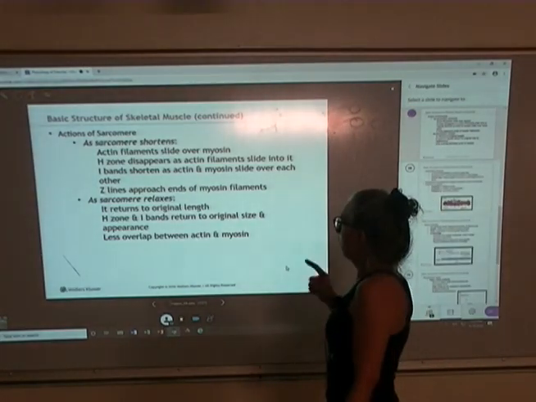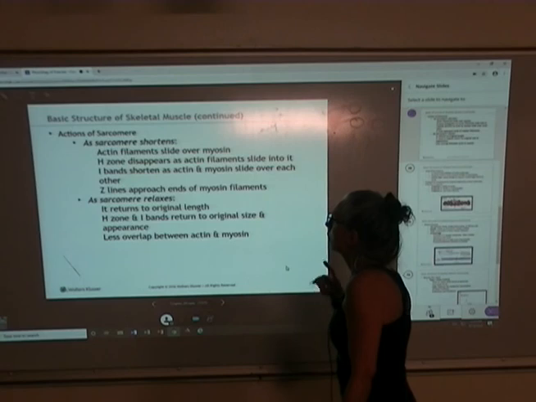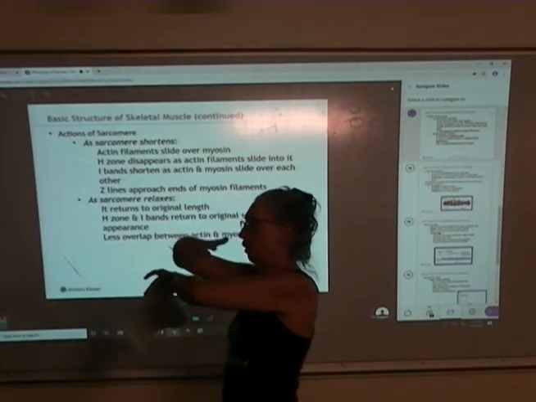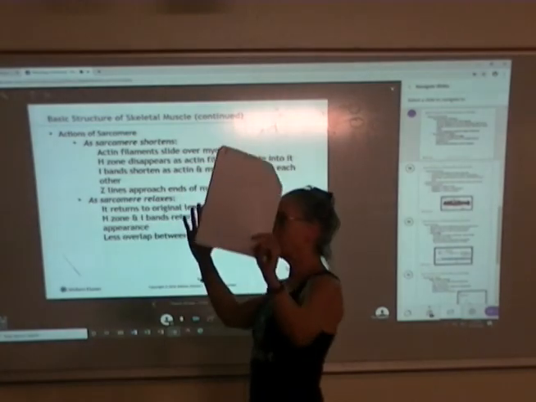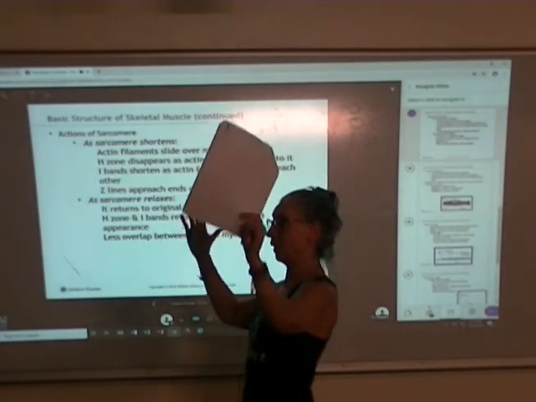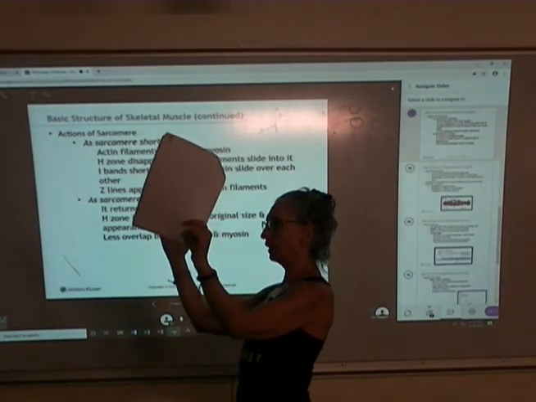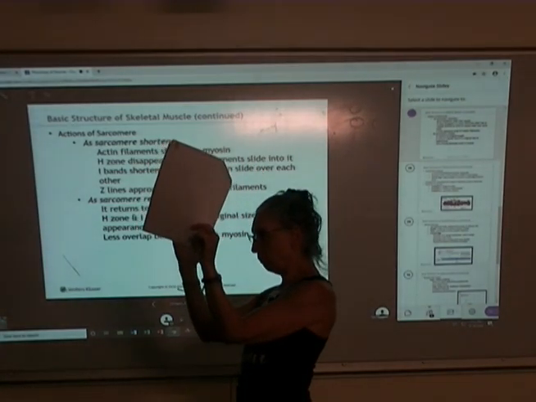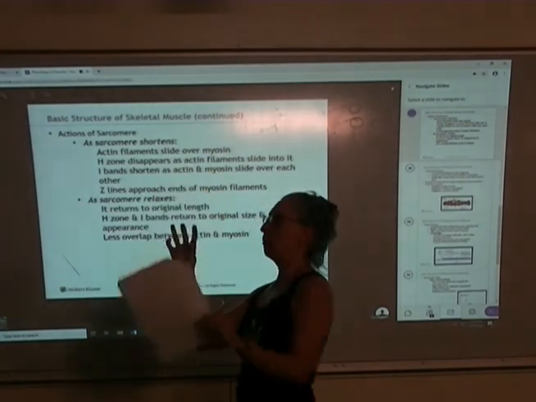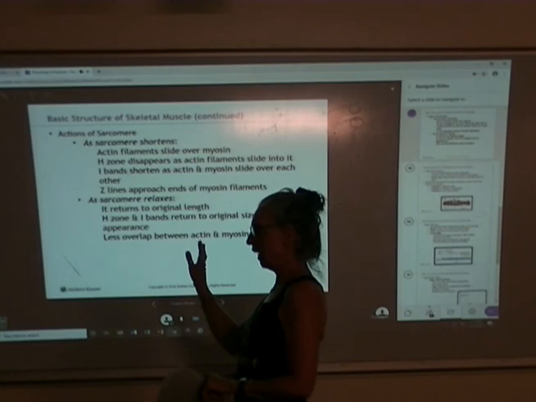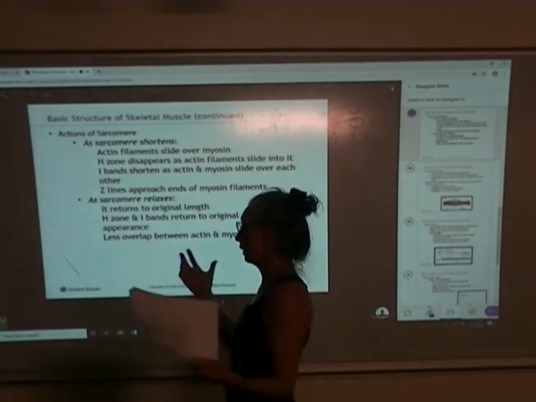So when the sarcomere shortens, the actin filaments are sliding across the myosin filaments, and because they're attached at either end to that Z line, they drag the Z line in towards the middle, and that makes the sarcomere shorter. All right, we've got some diagrams for that in a minute, and I think everything's always easier with diagrams.